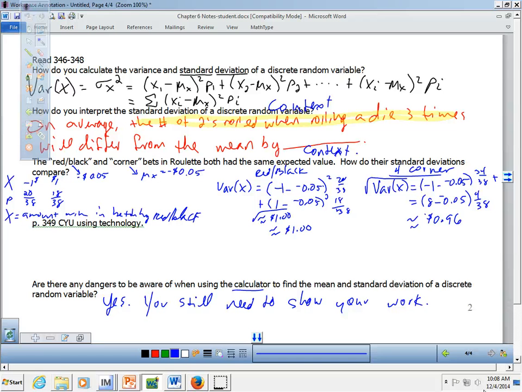Okay? So anyway, bottom line is, here's how we're going to find our variance and then square root this number to find your standard deviation. And that tells you, on average, how much your random variable might differ from the mean over the long run. Okay?